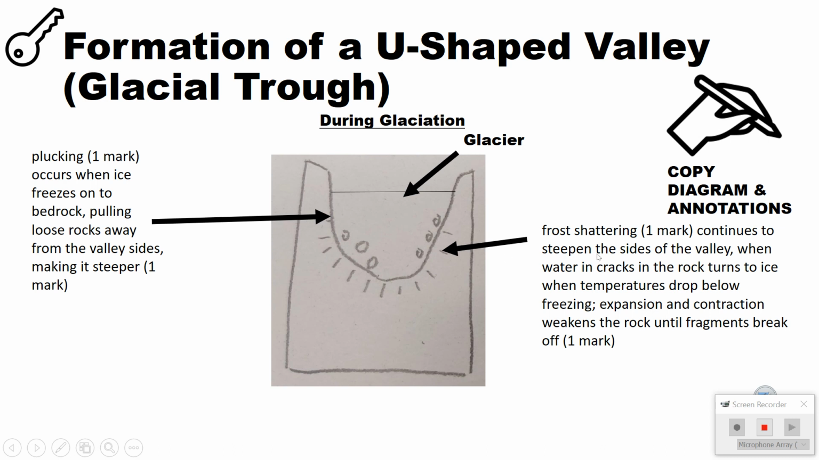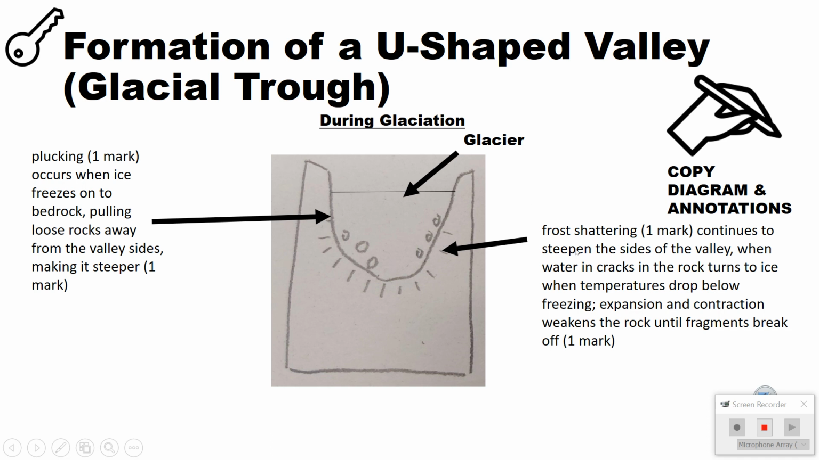Frost shattering, and perhaps I could have had this arrow higher up, but it happens on the sides of the glacier too, underneath the ice. It continues to steepen the sides of the valley when water in cracks in the rock turns to ice, and when the temperature drops below freezing, expansion and contraction weakens the rock until parts are broken off, and they can be plucked away from the valley sides.